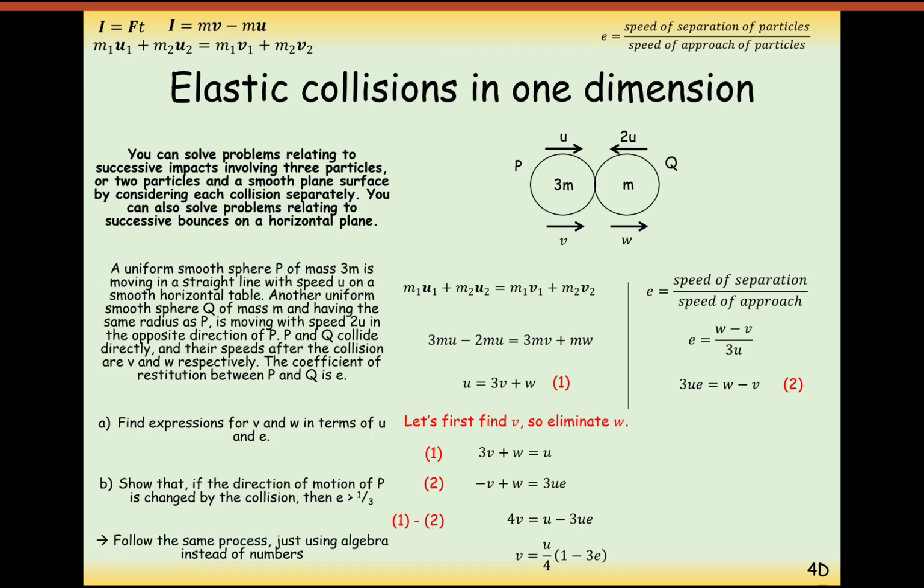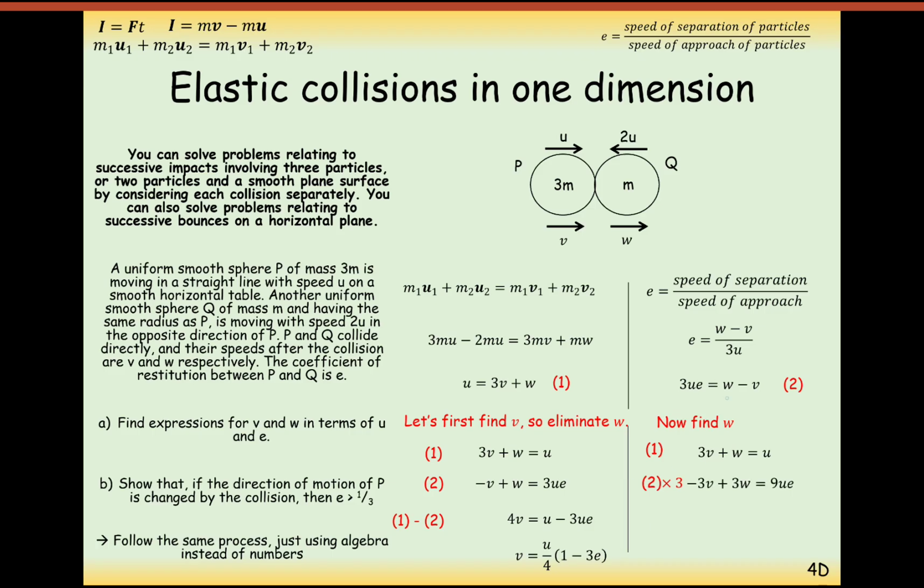Now to get w, we could either go back to them as simultaneous equations or substitute this v into one of the two equations. So now let's find w. I think I've done the simultaneous equation approach. So take the two simultaneous equations.